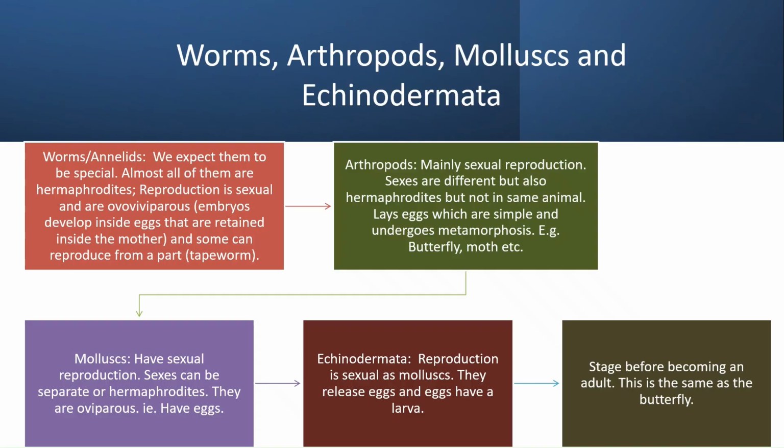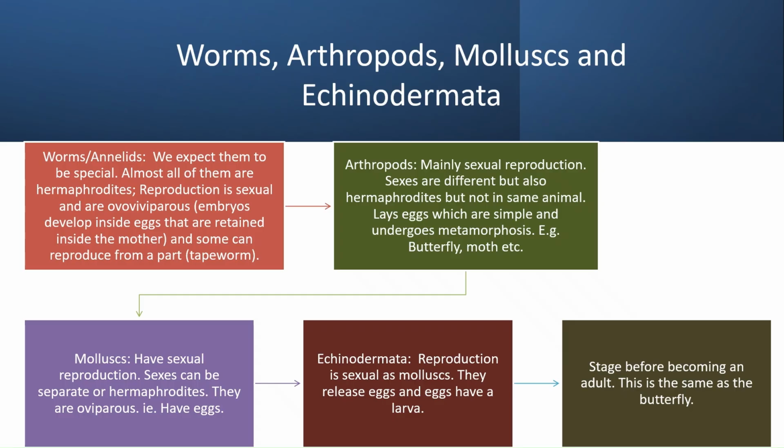Arthropods are mainly sexual reproduction. Sexes are different, but here hermaphrodites, but not in the same animal. They lay eggs which are special and undergo metamorphosis like the butterfly, moth, etc.